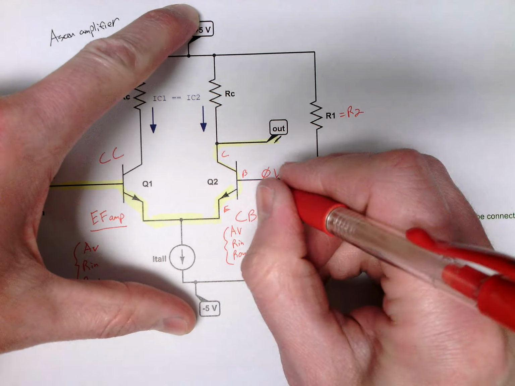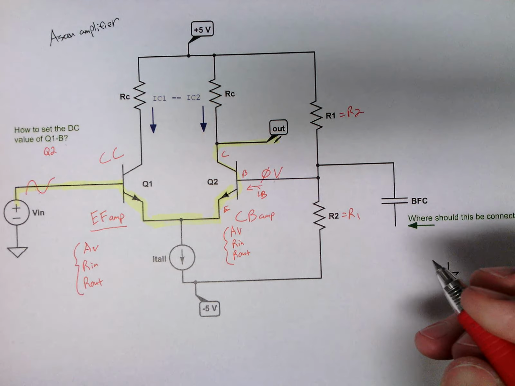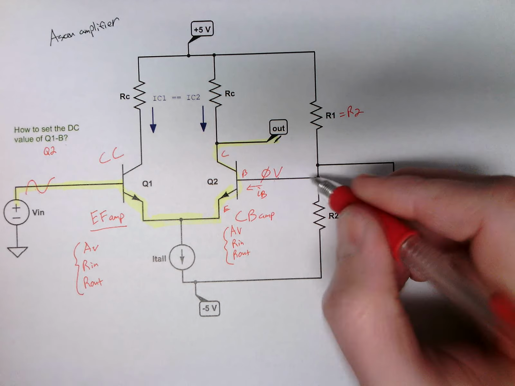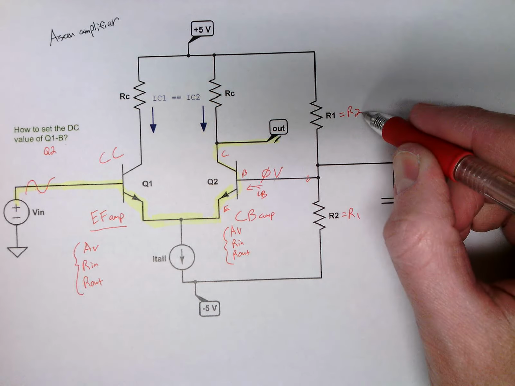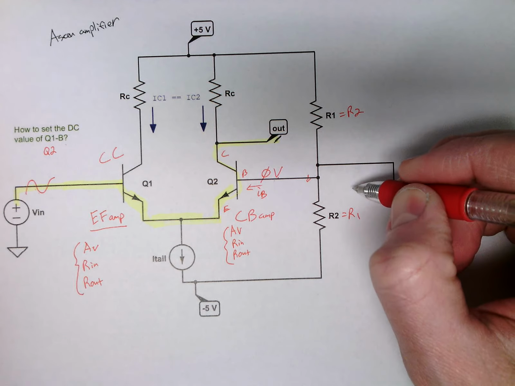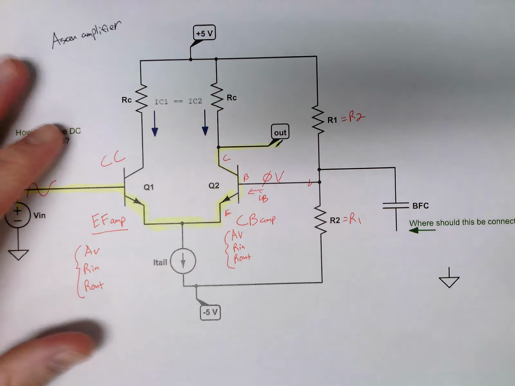Now remember, there is a little bit of base current. That base current is going to make this node voltage go down just a little bit. This making these voltages exactly equal is only valid if we're going to make the base current to be 0.